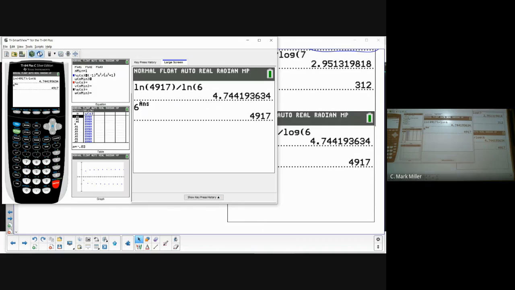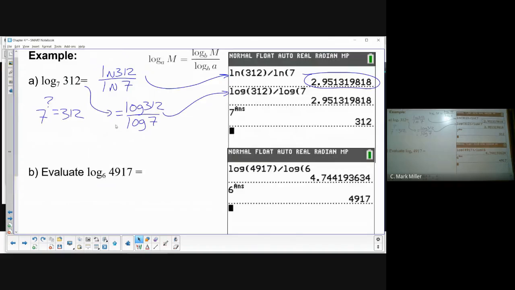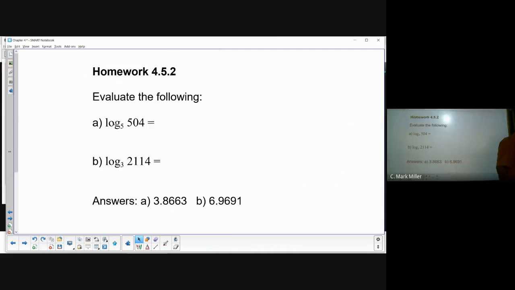All righty? So that is how you convert bases. It's the change of base formula. All right? Since I'm a nice guy, I'll probably give you this formula on the test. You need to know how to use it. And you're going to have some homework. Next slide. Here's some homework for next time.